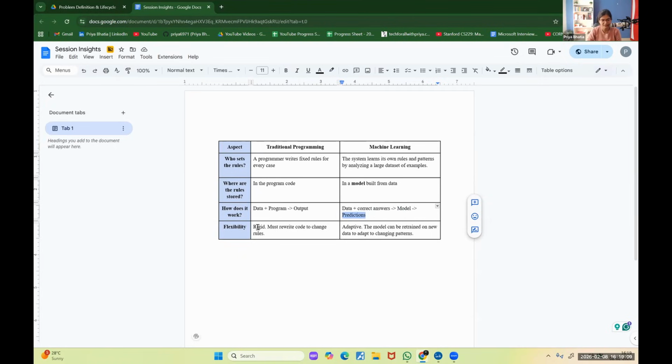Then we have flexibility. Traditional programming is rigid, you must rewrite the code to change the rules. In machine learning, it is adaptive. The model can be retrained on new data to adapt to changing patterns. So is this clear? Is it clear? So that is the main difference between what we do in traditional programming versus what we do in machine learning.